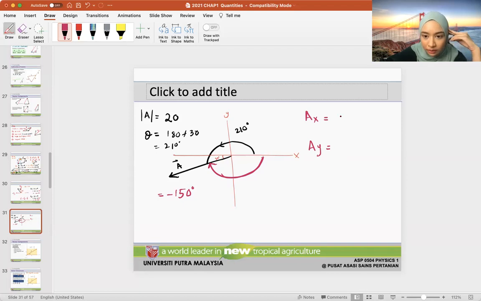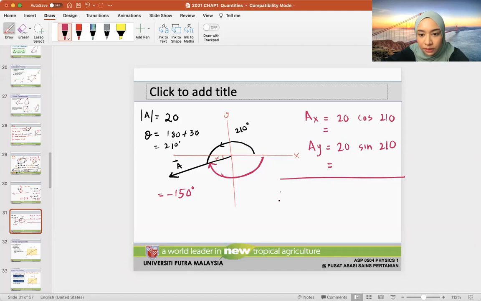20 cosine 110. Okay. What about the Y component? 20 sine 210. So, okay. I need someone to calculate that for me. And then let's try the other angle, which is minus 150. AX is 20 cosine minus 150. Need that answer. AY equals 20 sine 150.